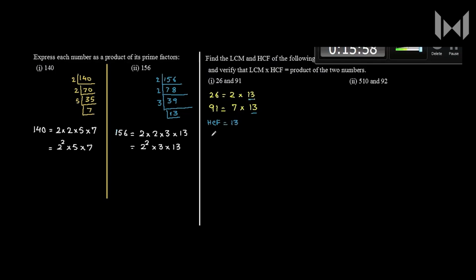So what do we do for LCM then? So LCM will be equal to 2 into 7 into 13. We write the HCF, and along with that, we take all the factors which are left out. Now this is equal to 7 2s are 14, and 14 into 13 makes it 182.